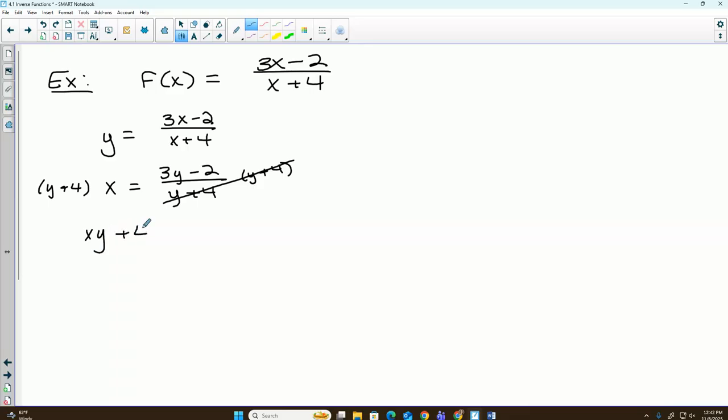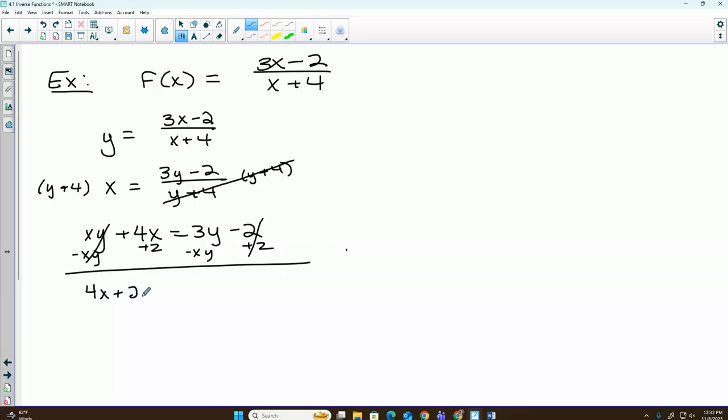xy plus 4x equals 3y minus 2. Now what? I add over my 2, and I would need to subtract this xy. So everything with a y is on one side, and everything without it is on the other.